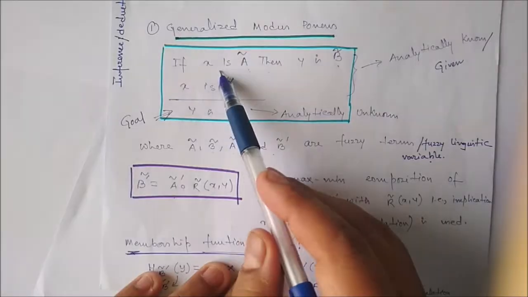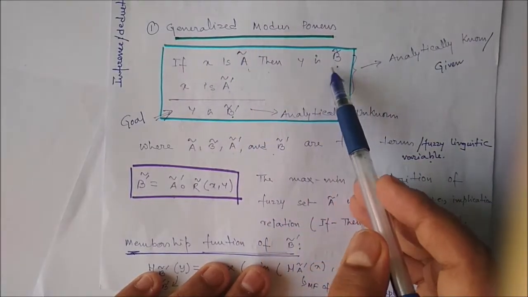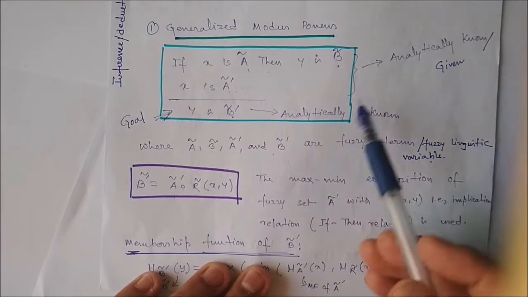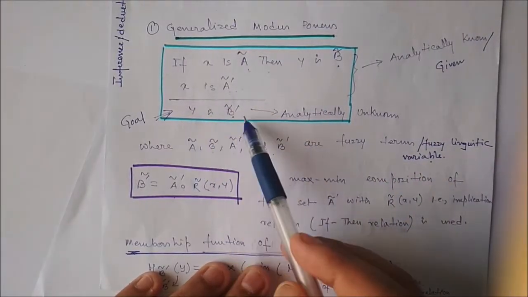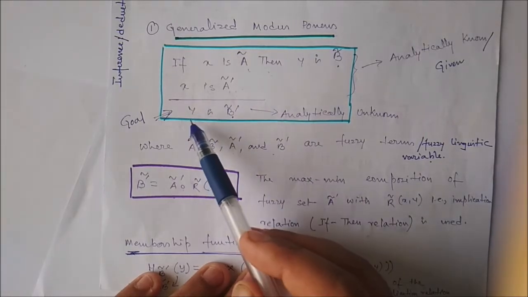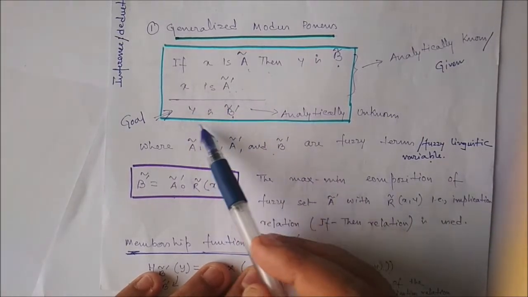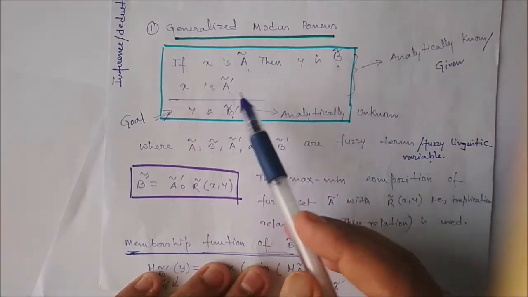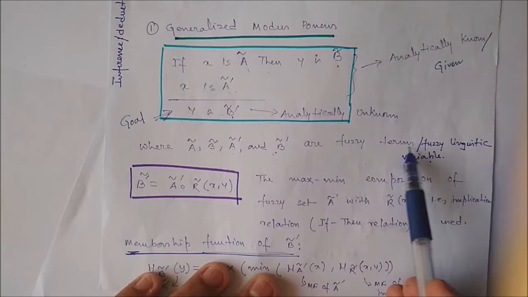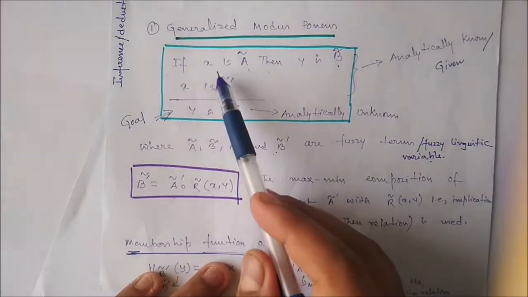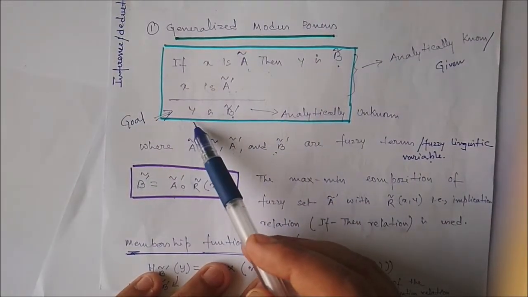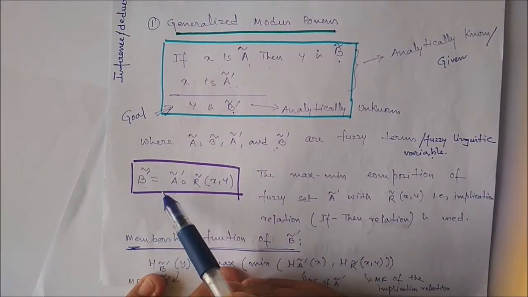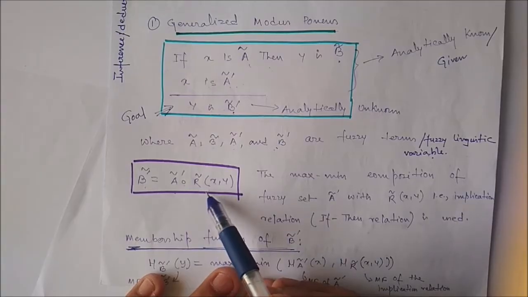Here, if x is A, then y is B, and x is A dash. These are analytically known or given, so we can infer what is not analytically known: y is B dash. Here A, B, A dash, B dash are the fuzzy terms or fuzzy linguistic variables, and x and y are called the generic variables. So we can identify B dash with the help of A dash and R.